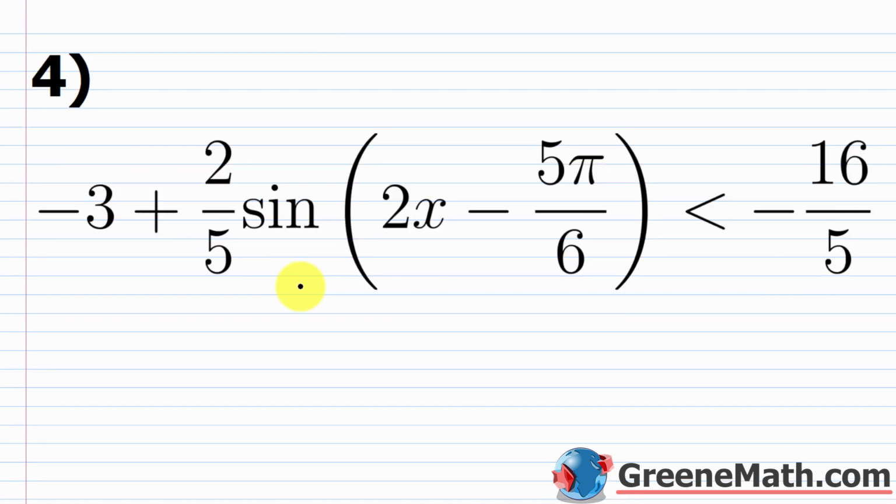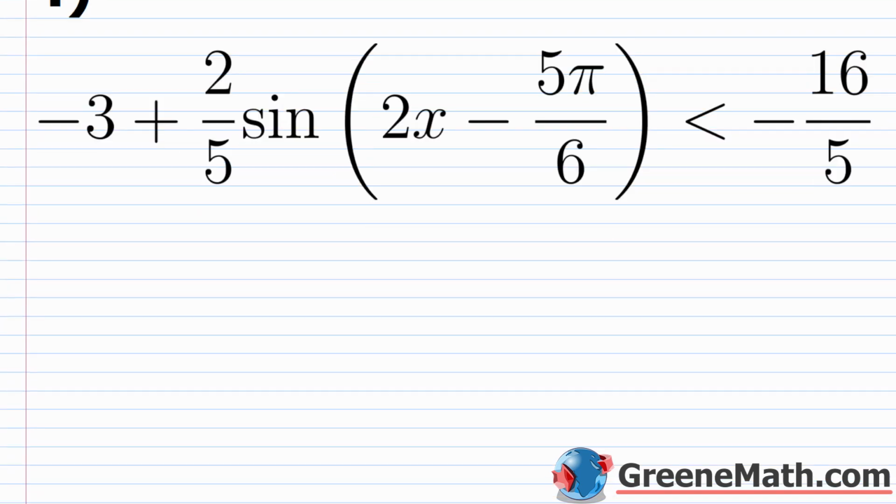All right, for problem 4, we have negative 3 plus 2/5 sine of 2x minus 5 pi over 6, which is less than negative 16/5. All right, let me slide down here just a little bit. The idea, again, just like in the last problem, I'm going to let something like u be equal to this inside part right here. It's just going to make it a lot easier to solve. So u equals 2x minus 5 pi over 6.